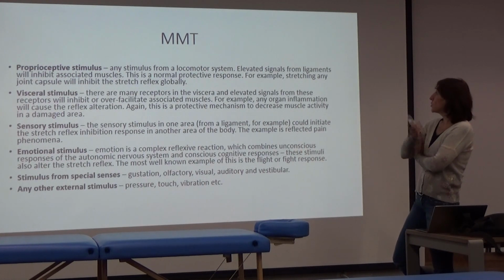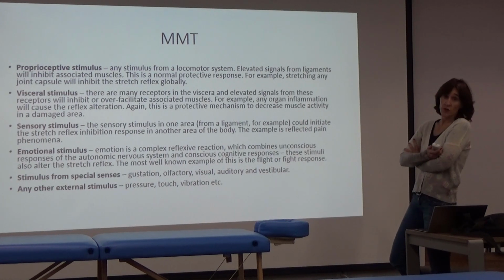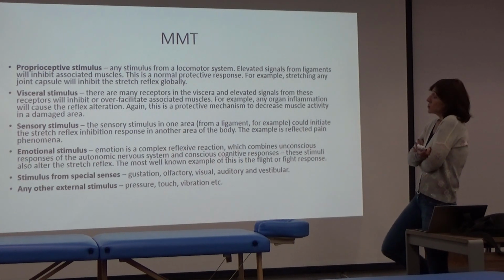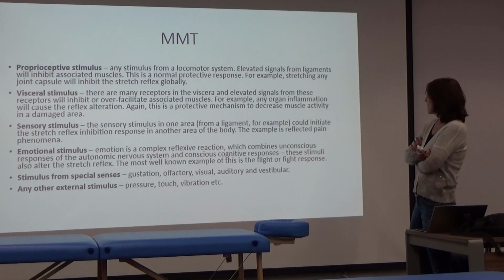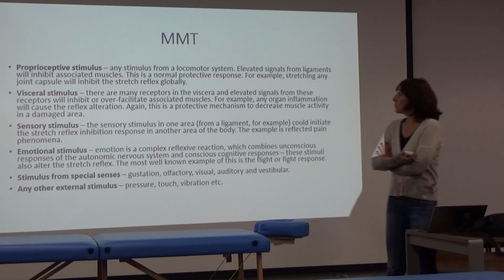Any kind of stimulus could affect the manual muscle testing response, or stretch reflex. So any kind of proprioceptive stimulus, any stimulus from the locomotor system, signals from a ligament, will affect the stretch reflex, and sometimes it's a normal protection response. For example, stretching a joint capsule will inhibit the stretch reflex globally.